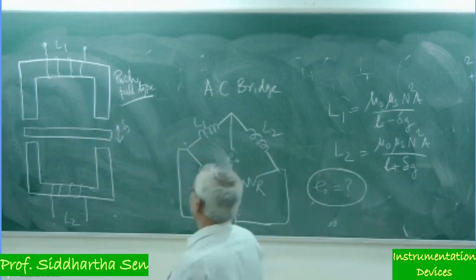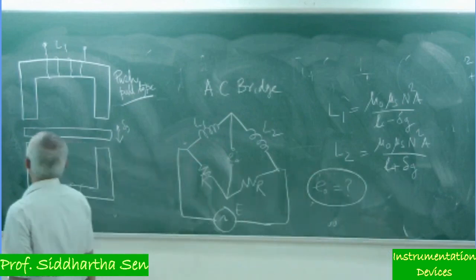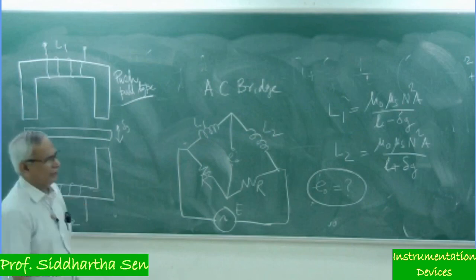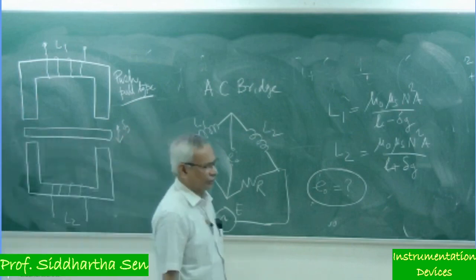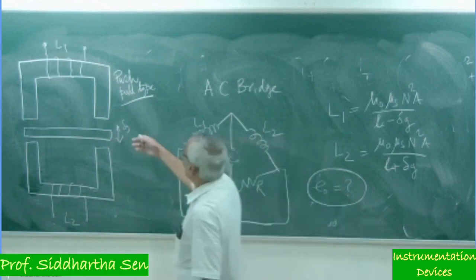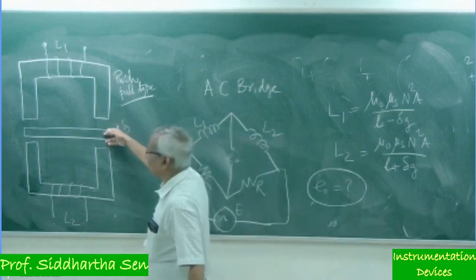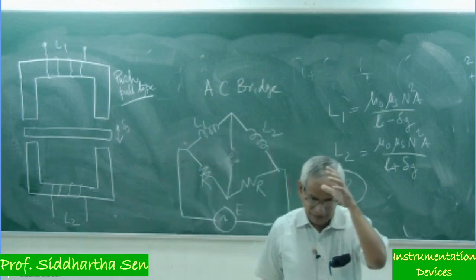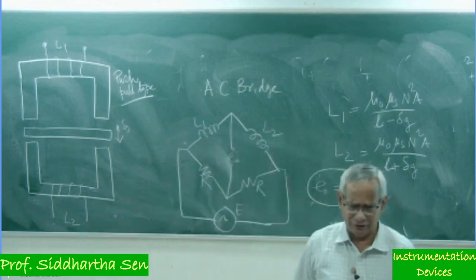But in this push-pull configuration, what is the advantage? The advantage is that both magnets are pulling the armature in opposite directions. As a result, the force of attraction gets cancelled out, and you can move this armature easily without any force. This is the third advantage.